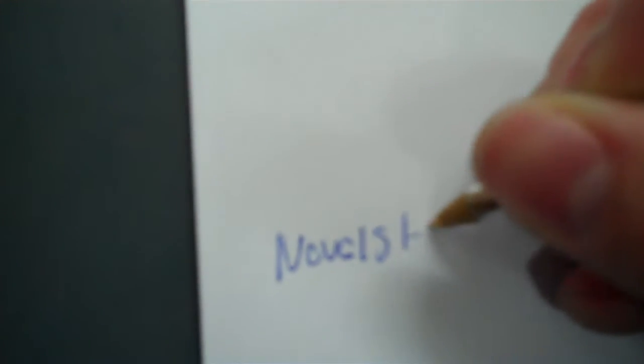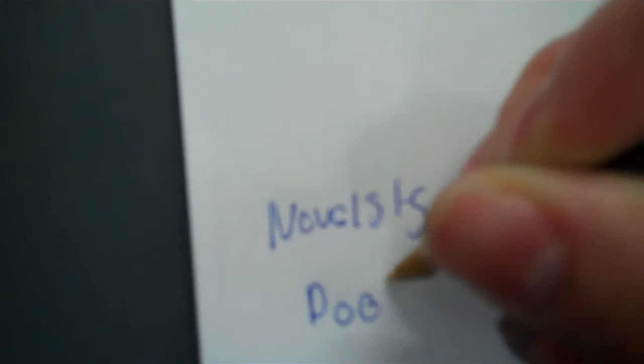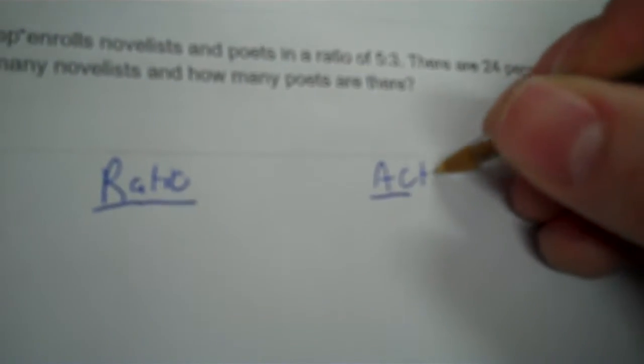Okay. There are 24 people at the workshop. How many novelists, how many poets are there? So we have to find the novelists and the poets. Here's how we're going to solve a ratio problem. You put R for ratio, A for actual. So ratio, actual. If you want to put just R and A, that's fine too.